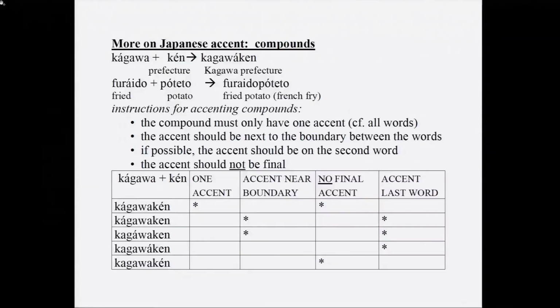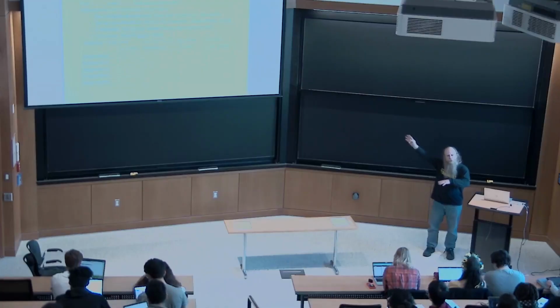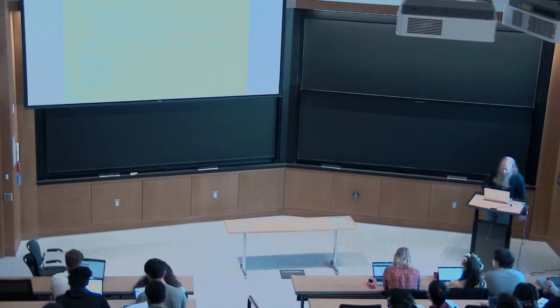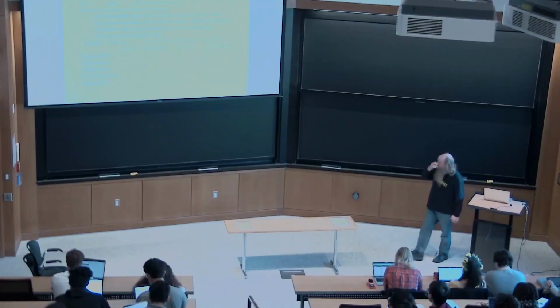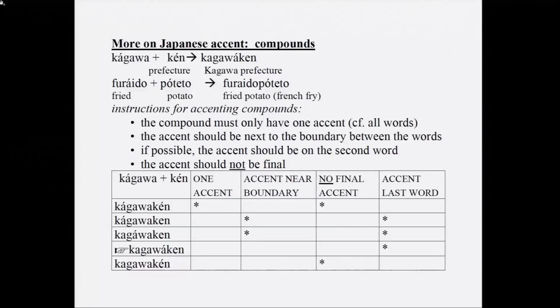So that's what the tableau is meant to represent. Are there questions about the tableau? There's a standard way to represent the fact that the winner is that next to last one there, where the stress is on the next to last syllable, the accent is on the next to last syllable, which is to put a pointing finger next to it like that. This is the one that wins.